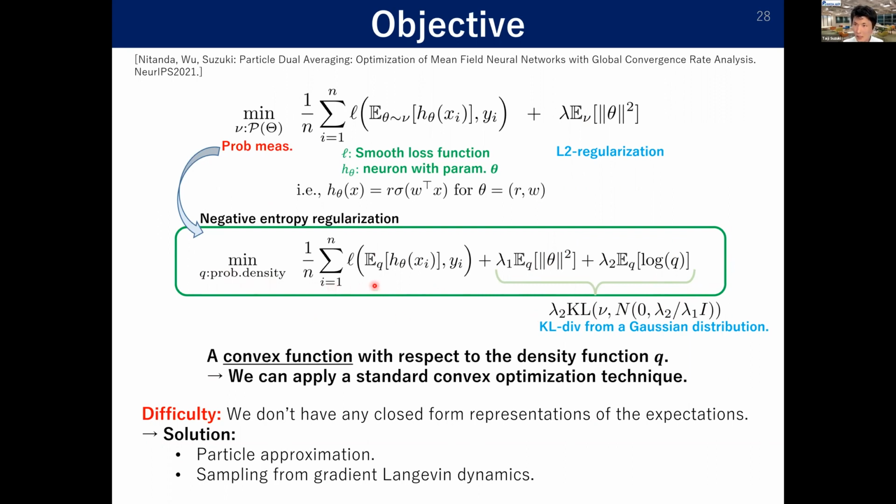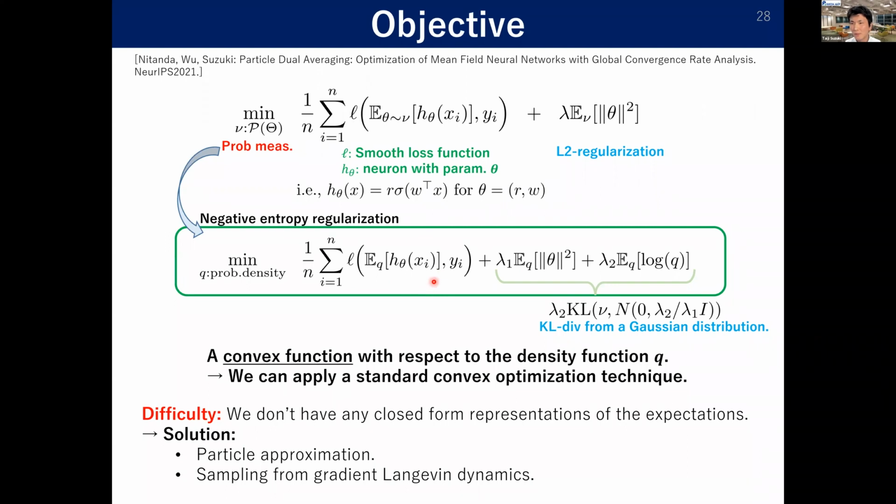You see that this is convex with respect to the density function q. So maybe it is easy, and actually we can apply a standard convex optimization technique to optimize this objective function. But the problem is that the density function q is an infinite dimensional object, so this is basically an infinite dimensional optimization problem. And actually there appears an integral like this, and we don't have any closed form representation of this integral.